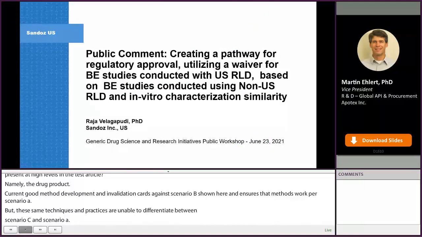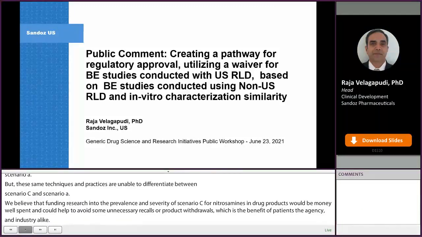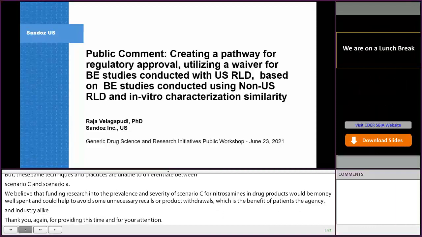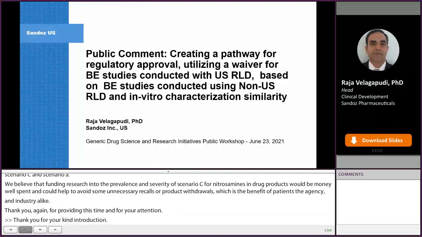I want to make a public comment on creating a pathway for regulatory approval utilizing a waiver for BE studies conducted with the US RLD based on BE studies conducted using non-US RLD and in vitro characterization similarity as bridging.